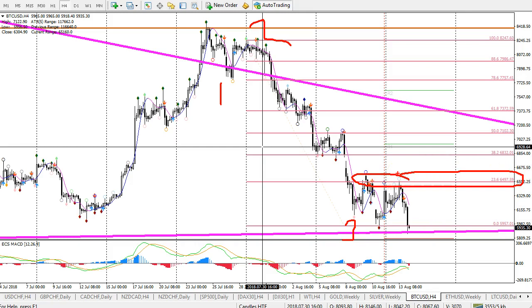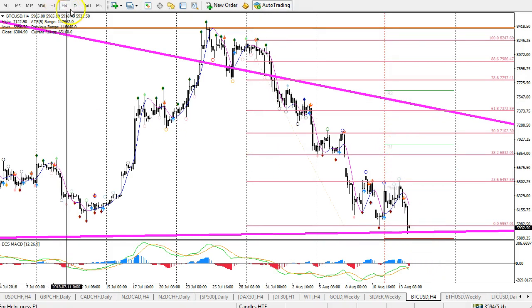$6,500 resistance, and now price is re-challenging the 5,950 support here and the support trendline at the bottom of the corrective pattern. So if the price breaks through that, then this is probably a confirmed wave 4, and price is going down for wave 5 as we expected last time.